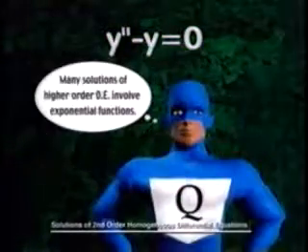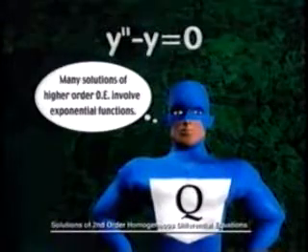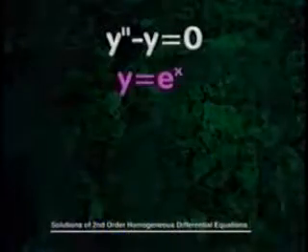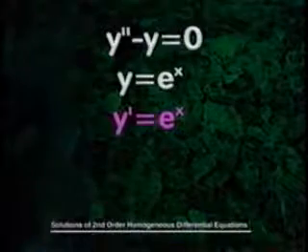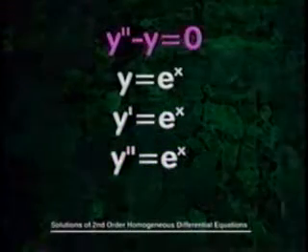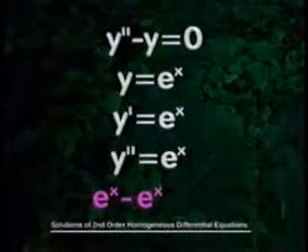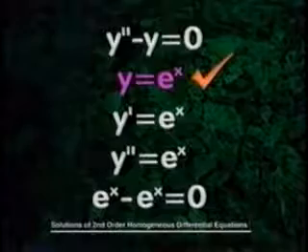Like we said, many solutions of higher order differential equations involve exponential functions. So let's try y equals e to the x as a possible solution. The first derivative of e to the x is just e to the x. The second derivative is also e to the x. Plugging this into the equation gives us e to the x minus e to the x, which is 0. So e to the x is one solution.